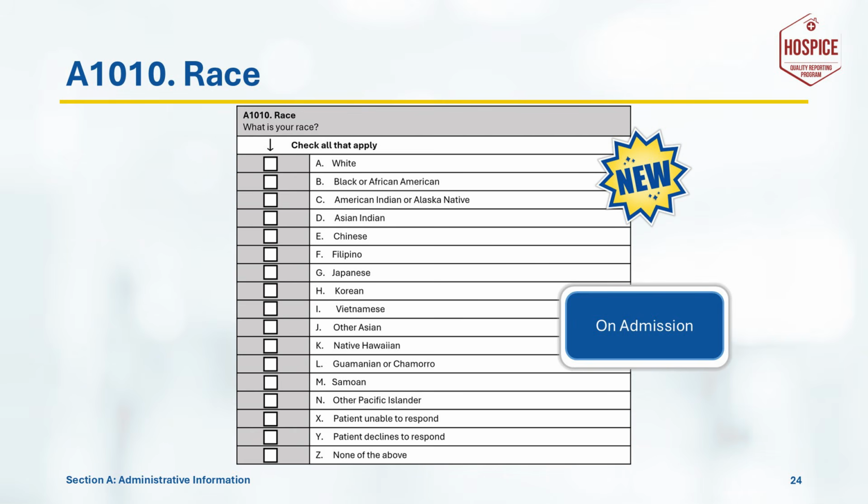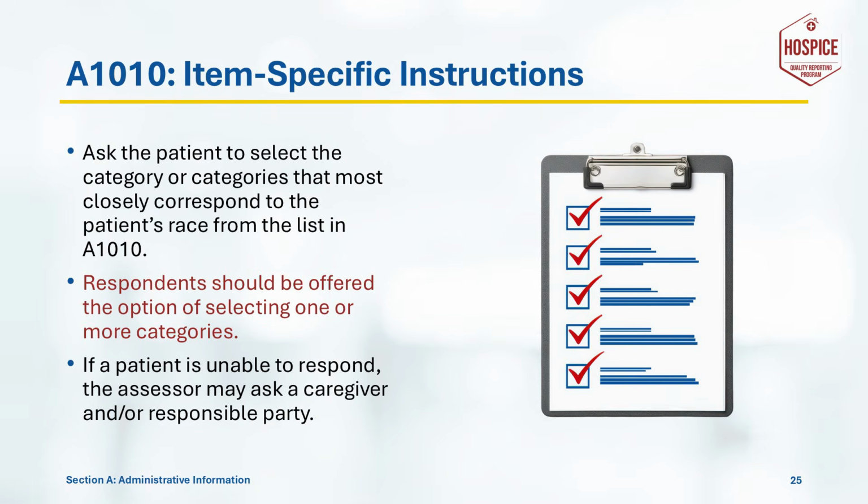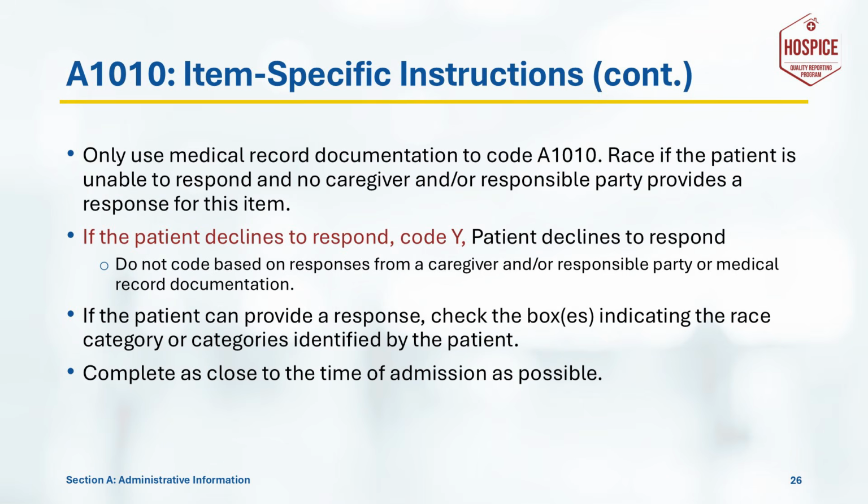Now let's look at some of the item-specific instructions. First, ask the patient to select the category or categories that most closely correspond to their race from the list. Respondents should be offered the option to select one or more categories. If a patient is unable to respond, the assessor may ask a caregiver or a responsible party. Only use medical record documentation to code this item if the patient is unable to respond and no caregiver or responsible party is able to provide a response.